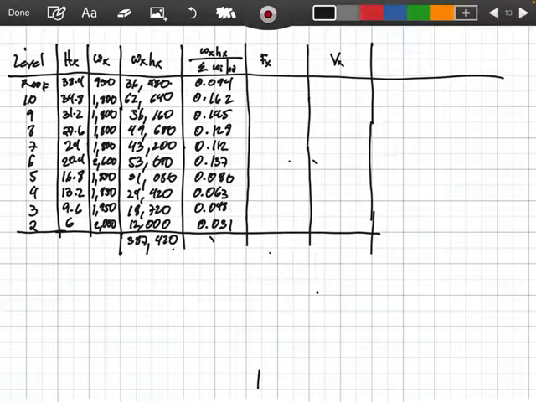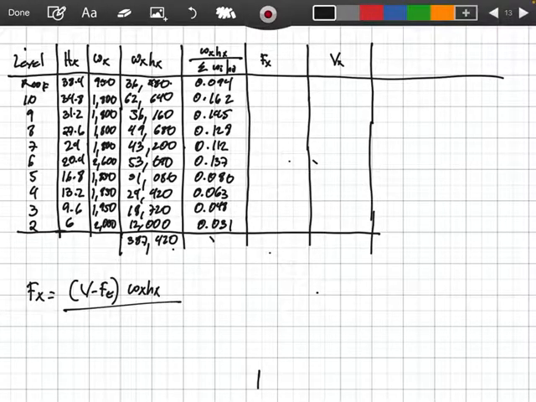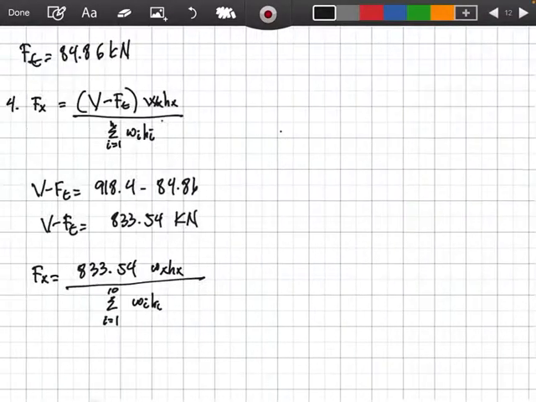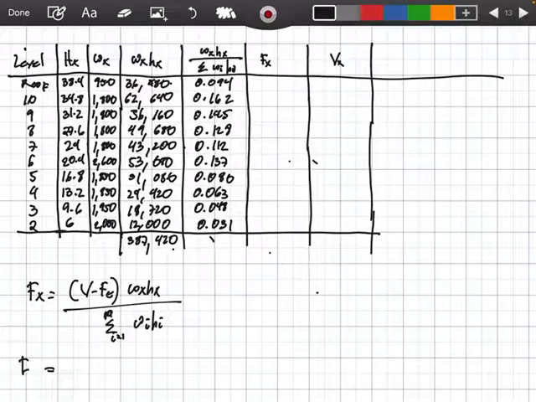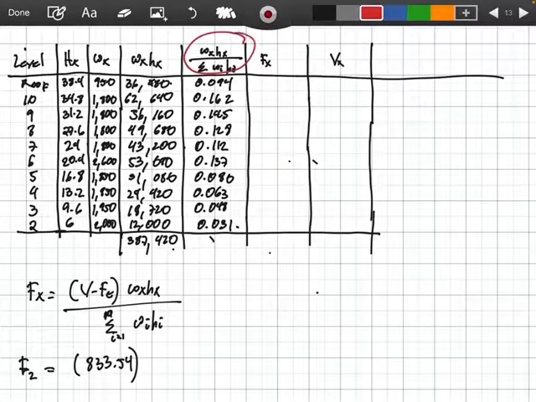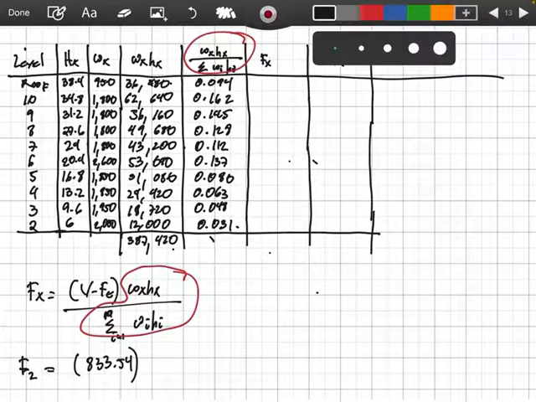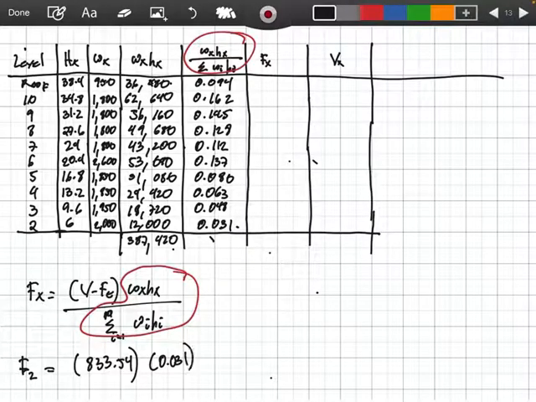So, ngayon, yung Fx natin, di ba, ang formula niya ay V minus Ft times Wx Hx over summation of that one. N pala to, general. Okay, so, ang formula natin dito ay ano na? 833.54. So, kapag kukunin natin yung F natin dito sa second level, F2, that would be, ano yung V? 833.54 times, eto na, kasi etong WxHx summation, eto na yung andito sa bawat level. So, times na lang natin to ng 0.031. So, that would be 833.54 times 0.031. That is 25.84 kilonewton.